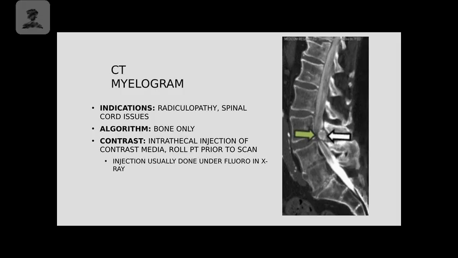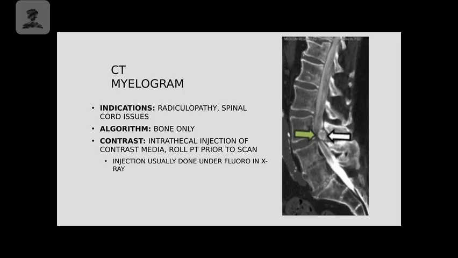Our algorithm is going to be bone only. That's going to help highlight the contrast. What they do is they do an intrathecal injection. So intrathecal means you're introducing it to the subarachnoid space, which is in your spine. So it's kind of like an epidural. They're going to go down very low in your spine and they will insert a needle into that space and then they will inject contrast.